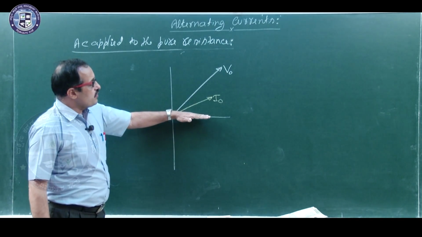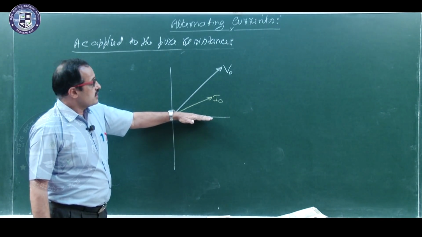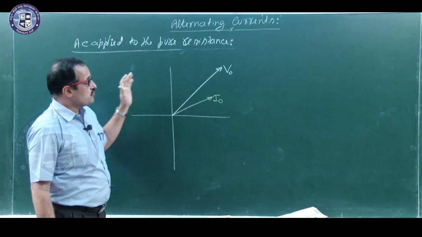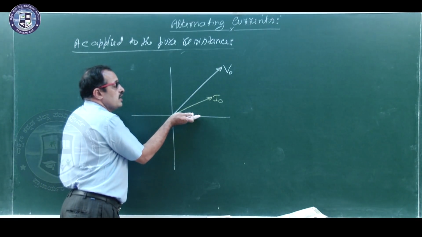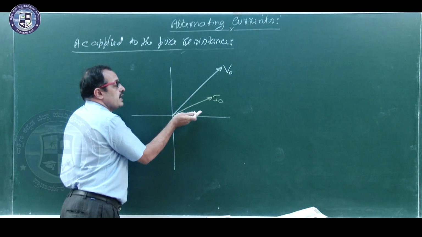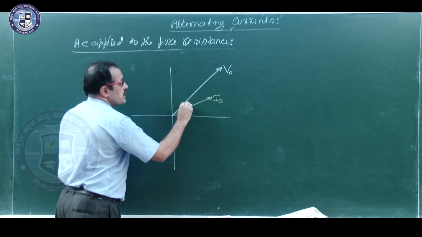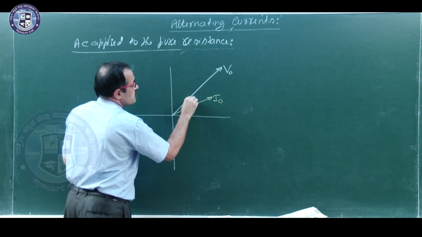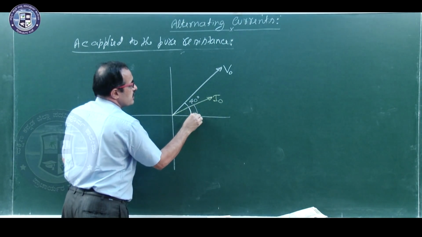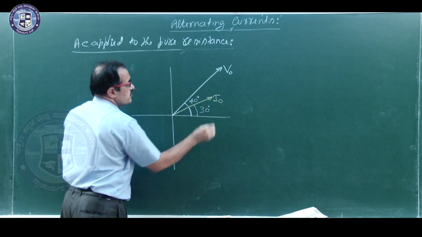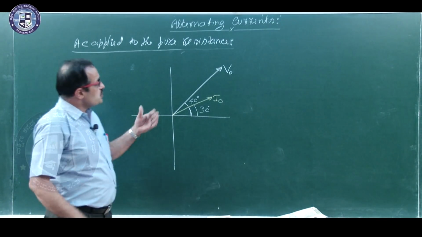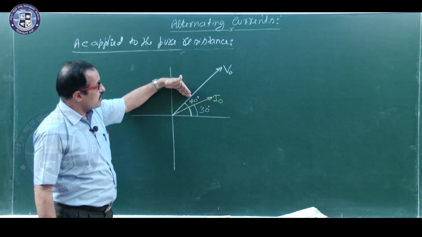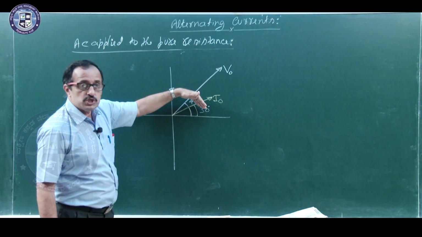Now, the angle is always measured from the x axis in the anti-clockwise direction, remember, anti-clockwise direction. So, it is very clear. If you measure the angle, the angle for voltage is more and the angle for current is less. To make it clear, let us say this angle is 40 degrees, and this angle is just 30 degrees. Now, tell me which one has the larger phase angle? Definitely voltage. Voltage has the angle of 40 degrees and current has the smaller angle, 30 degrees.